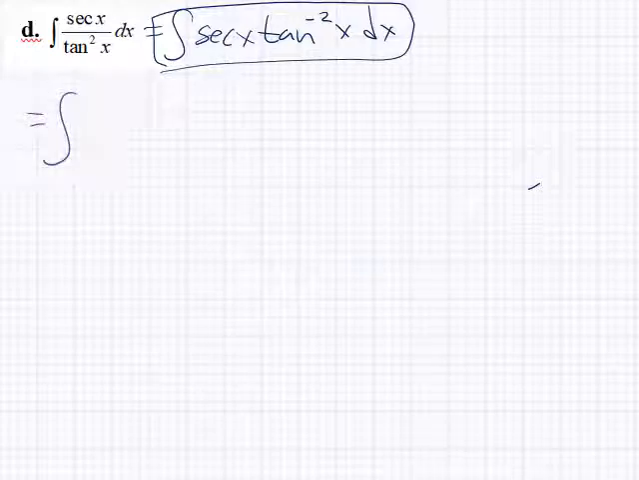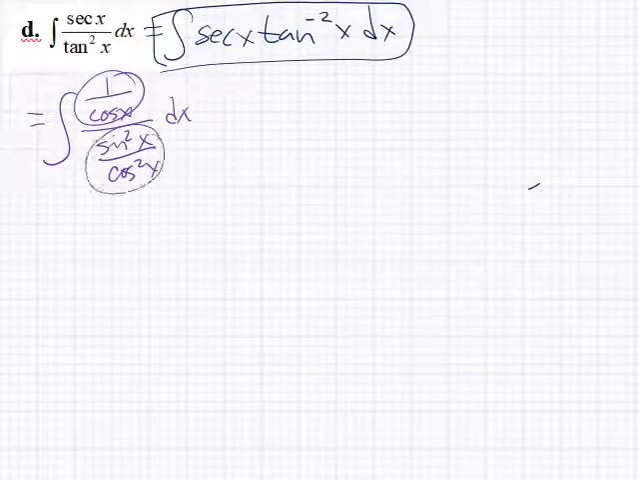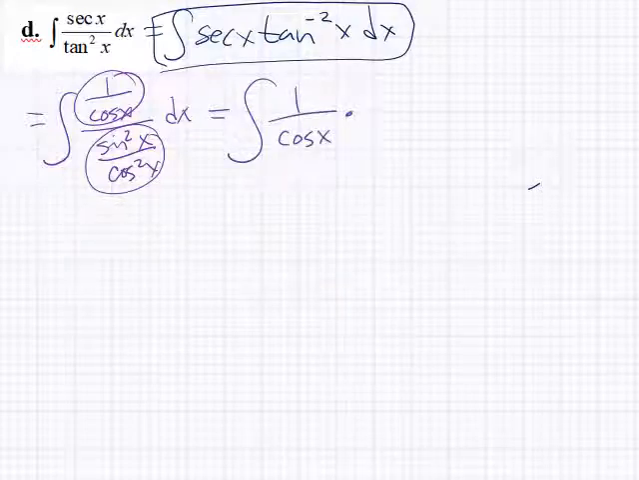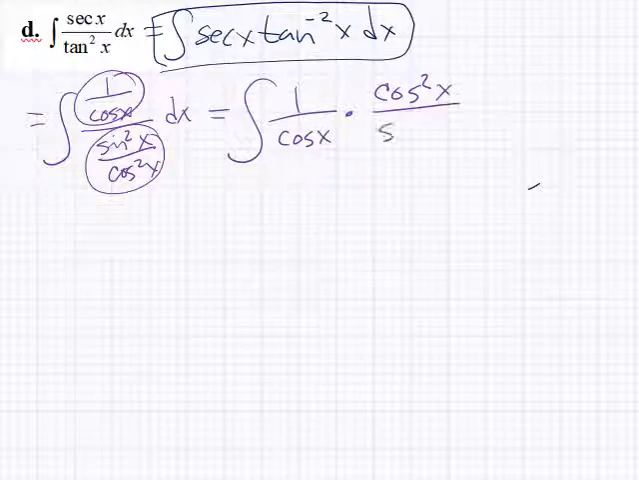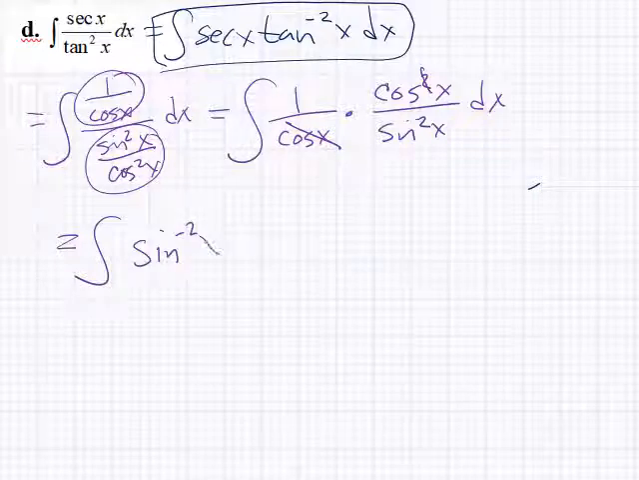And so we're going to write this as 1 over cosine x over sine squared x over cosine squared x dx. And this is for secant, and this is for the tan squared. So fraction divided by fraction, I flip and multiply. What I end up with is 1 over cosine x times cosine squared x over sine squared x dx. Well, that'll allow me to cancel one of these, and I can rewrite this as sine to the negative 2 x times cosine to the first x dx.